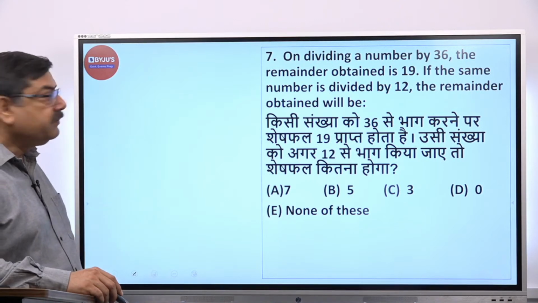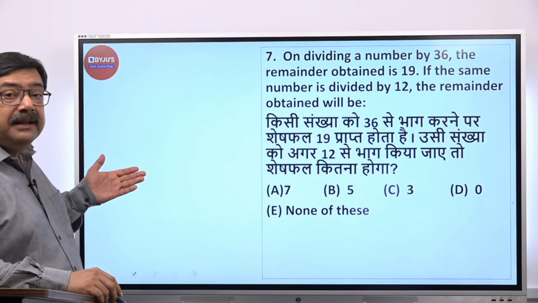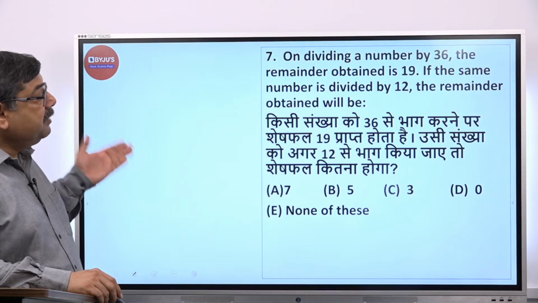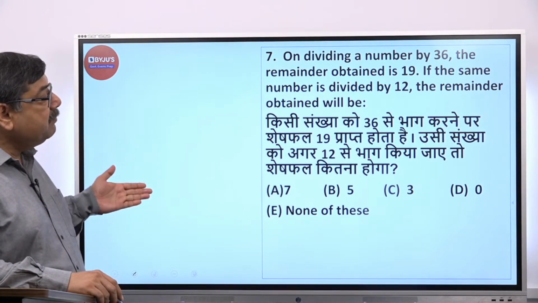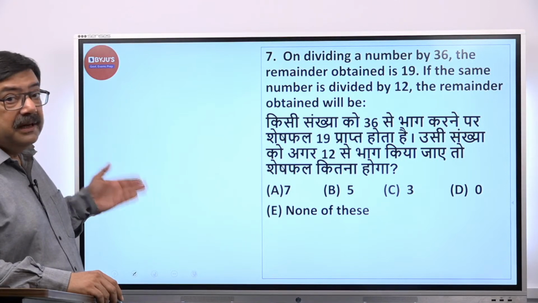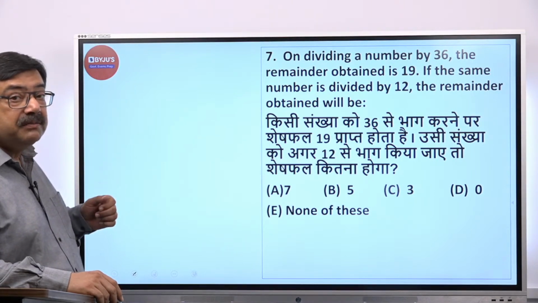All right, let's start. On dividing a number by 36, the remainder obtained is 19. If the same number is divided by 12, the remainder obtained will be how much?